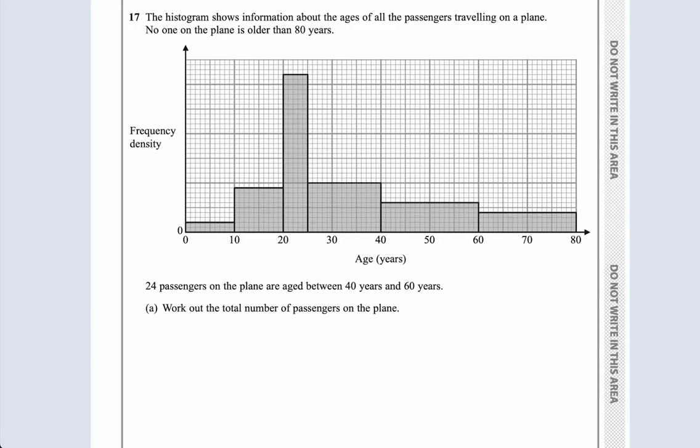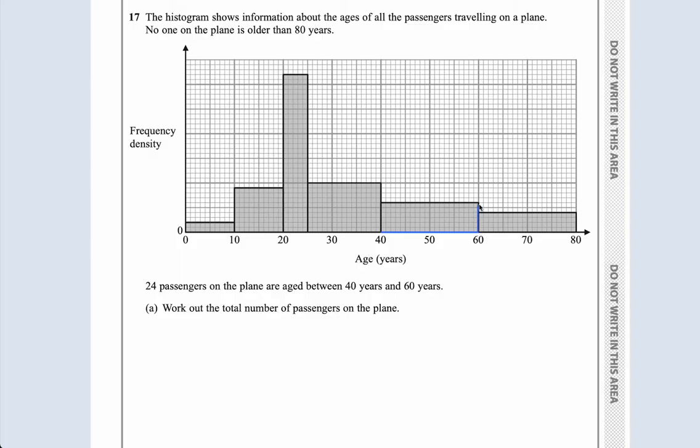Okay, question 7. So the histogram shows information about the ages of passengers on a plane. No one on the plane is over 80 years. Okay, so here we go. It says 24 passengers on the plane are aged between 40 and 60. Work out the total number of passengers on the plane. Right. So the key, guys, is to remember the area gives you the frequency. So it's not the y-axis, it is the area that tells us how many people. So it says 24 between 40 and 60.